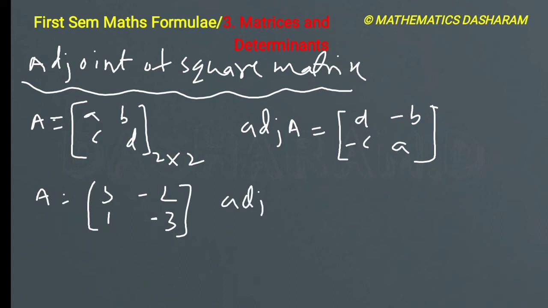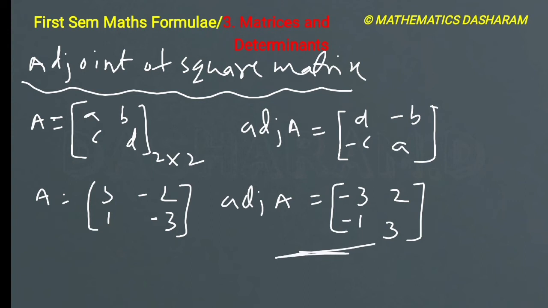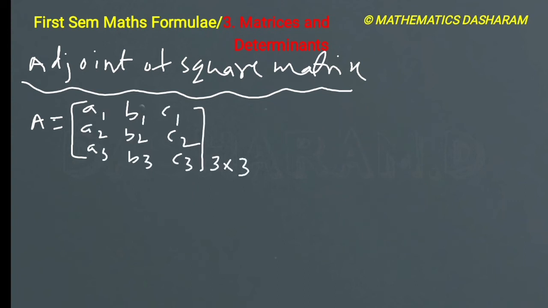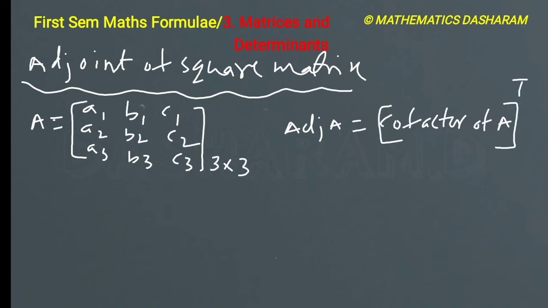Then its adjoint matrix of A: first interchange the diagonal elements, so here minus 3, here 3, and change the sign for the remaining elements. So minus 2 becomes 2, and 1 becomes minus 1. So it is the adjoint matrix of a 2 by 2 matrix. Let's check: A is a 3 by 3 square matrix. So its adjoint matrix: adjoint of A equals the cofactor matrix of A, and its transpose. So that means, for example, the cofactor matrix of A is here.